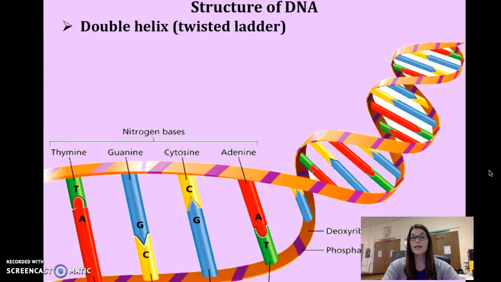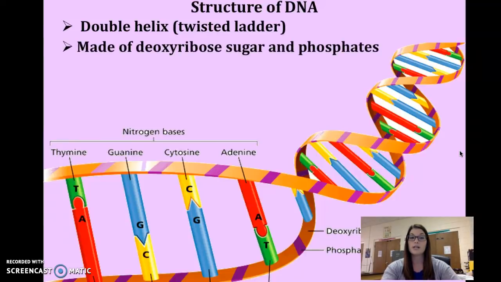The shape of DNA is like a ladder. So we have the edge parts of the ladder here. And then we have these little rungs. This would be the part where you would put your feet to climb higher. And then it gets twisted. So it's not a straight ladder. It's a twisted double helix, we call it. That's just the way that we talk about DNA.